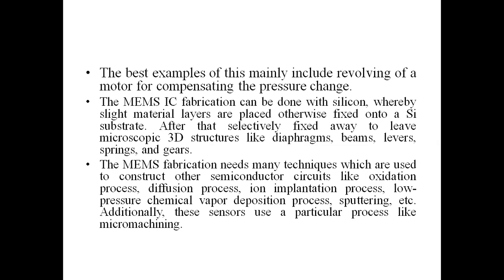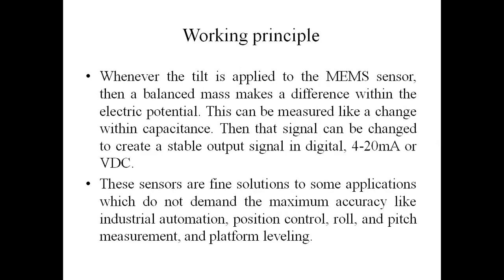MEMS fabrication needs many techniques that are used to construct other semiconductor circuits, like the oxidation process, diffusion process, ion implantation process, low pressure chemical vapor deposition process, sputtering, etc. As for the working principle, it is still applied to MEMS sensors, and a balanced mass makes a difference between the electric potential. This can be measured as a change in capacitance. Then the signal can be converted to create a stable digital output signal of 4 to 20 milliamperes or VDC.